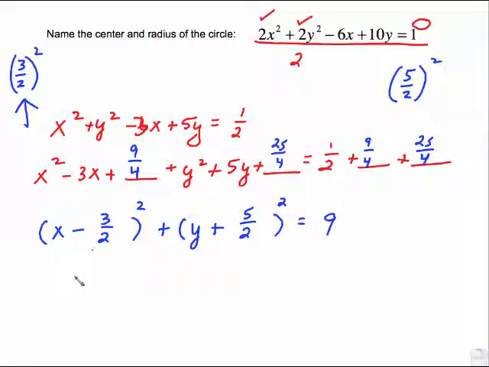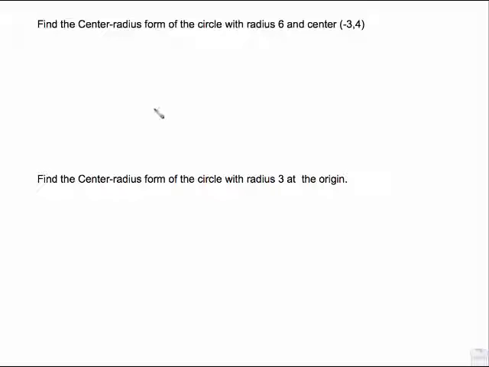Then name your center, which is 3 halves, comma negative 5 halves. Just keep remembering that when you've named the center for this, you've got to change these signs, and your radius works out to be 3. Now the rest of these are asking us to go in the other direction. We're going to have some information and we need to come up with the equation of the circle.